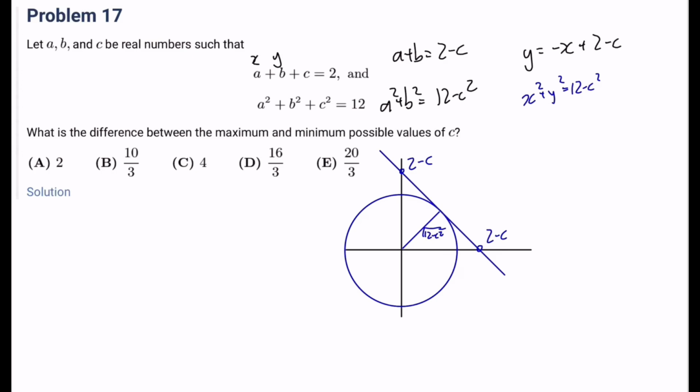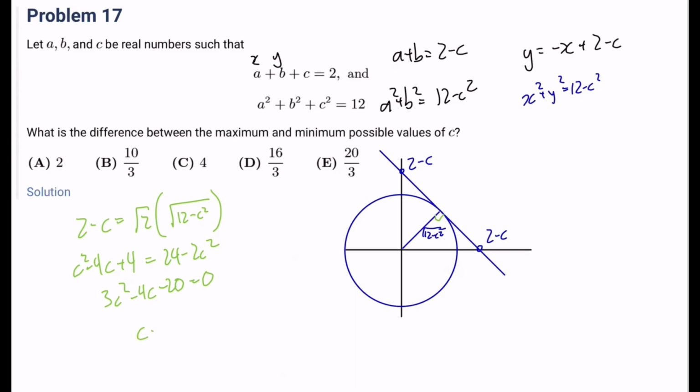But then for that to be true, this must be 90 degrees, and so since that has a slope of -1, that means this is 45 degrees. And so what that means is that 2 minus c is root 2 times root 12 minus c squared. If we square both sides, that gives us c squared minus 4c plus 4 equals 24 minus 2c squared.